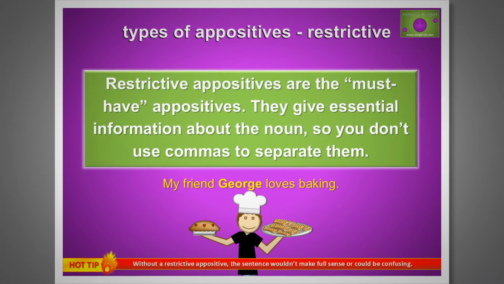Restrictive appositives are the must-have appositives. They give essential information about the noun, so you don't use commas to separate them. For example, my friend George loves baking. Without a restrictive appositive, the sentence wouldn't make full sense or could be confusing.